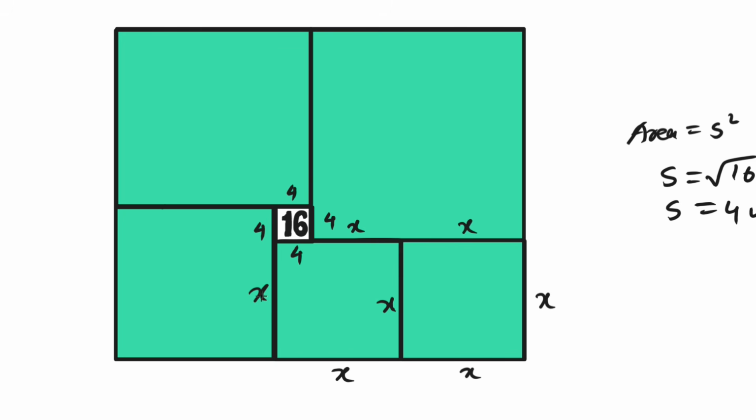Notice that one side of this square is made up of the side of the bottom square, which is x, together with the side of the shaded square, which is 4. Therefore, the complete side length of this lower left square is x plus 4. Since it is a square, all 4 of its sides are also x plus 4.